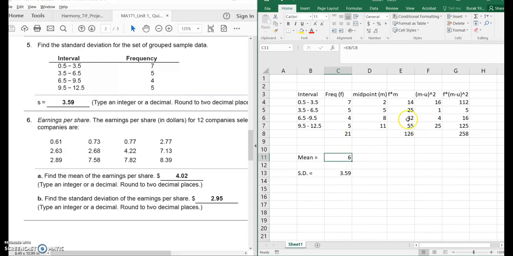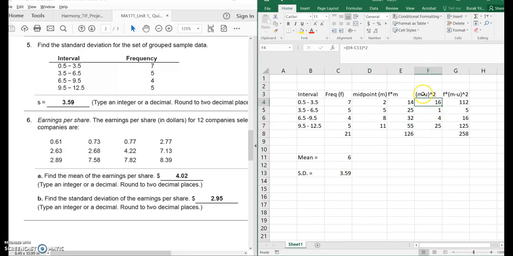So why do we need the mean? Because the next thing we need to do is calculate the midpoint minus the mean and then take its square to figure out how far away from the mean each data point is. So here we do 2 minus 6 squared, which gives you negative 4 squared, and that's 16. And then here 5 minus 6 squared, that's 1. 8 minus 6 is 2, squared is 4. 11 minus 6 is 5, squared is 25.